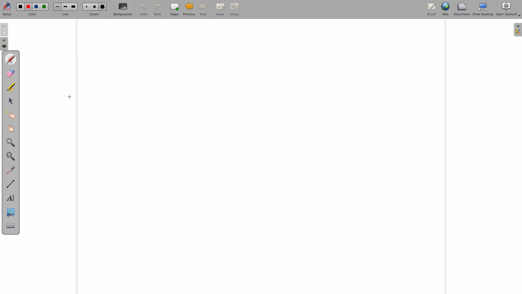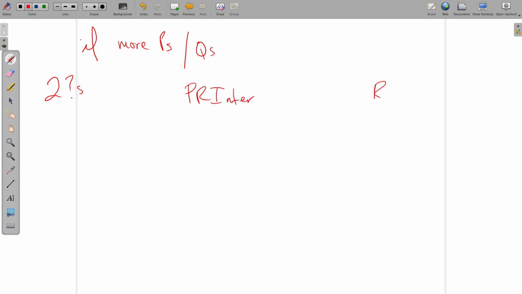So when you look at an EKG, if you see more P waves than QRS complexes, more Ps than Qs, you should ask yourselves two questions. The two questions are: what is the PR interval doing, and what is the R to R interval doing? And then you need to commit this to memory.